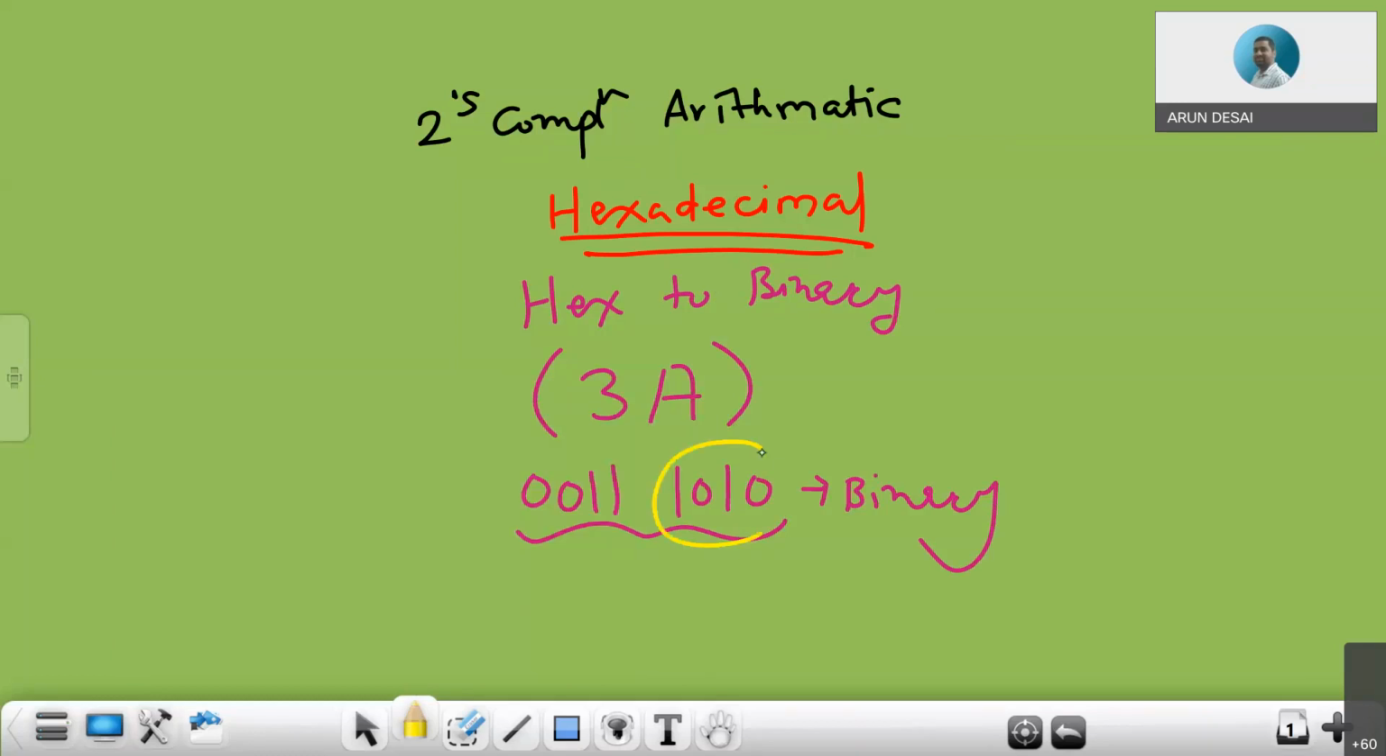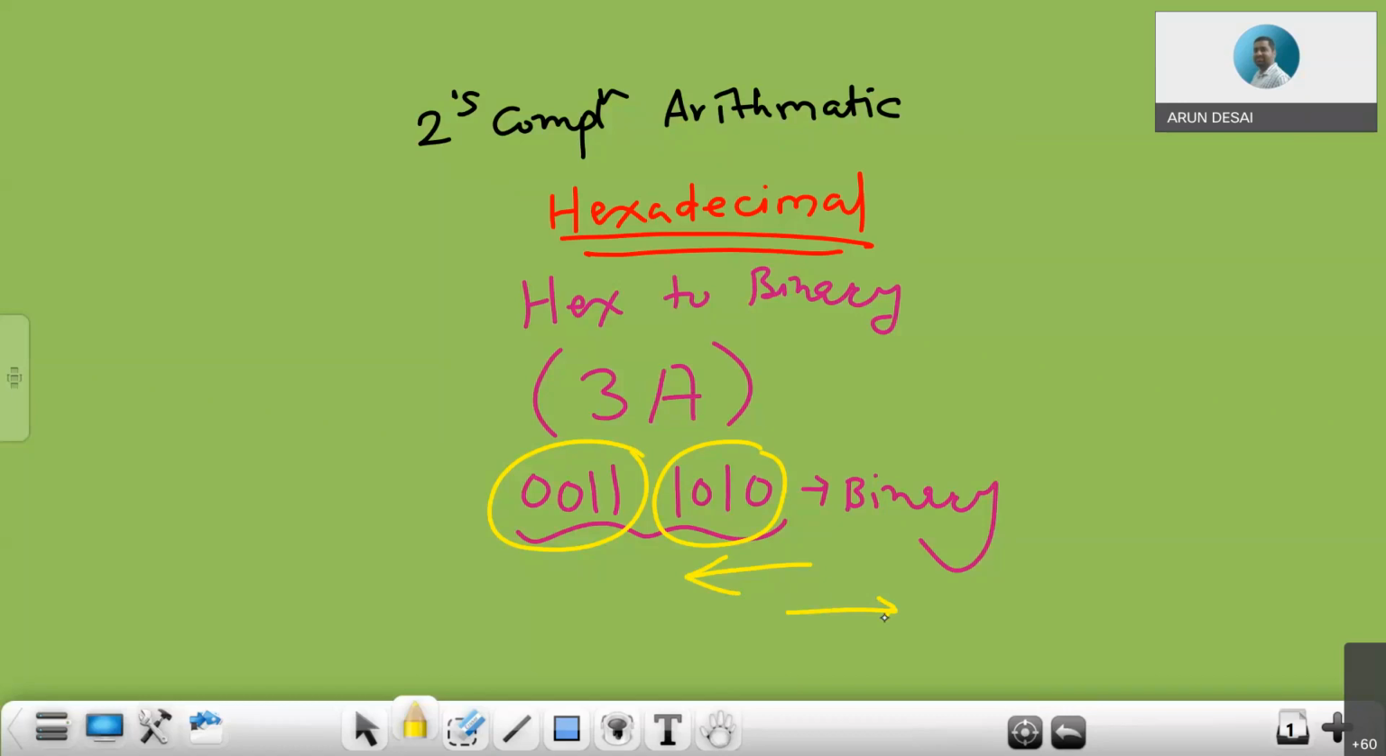You can group four digits of binary. The direction is from right to left before the radix point for the integer part, if that number is a fractional number, right? For the integer part it is so, and in the fractional part the order is reversed, right? In the case of hex to binary and binary to hex.